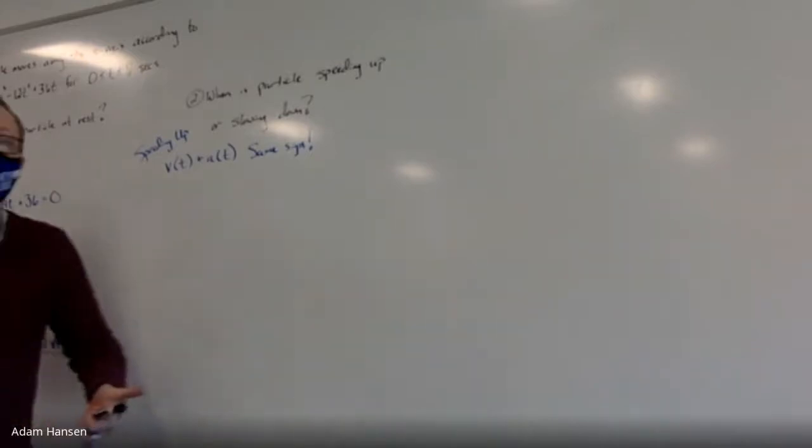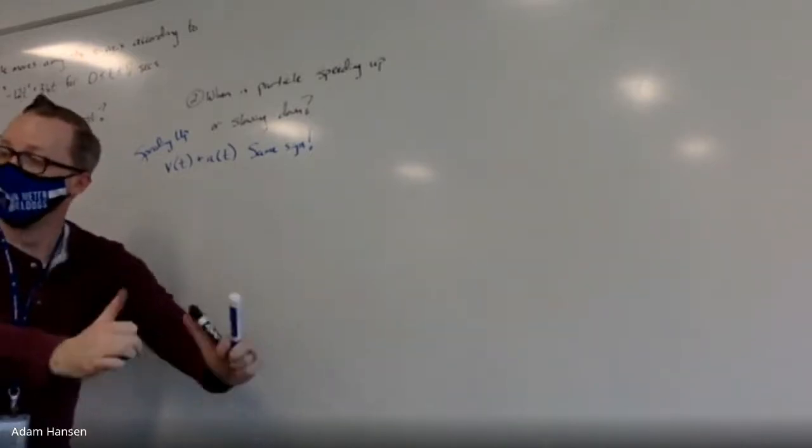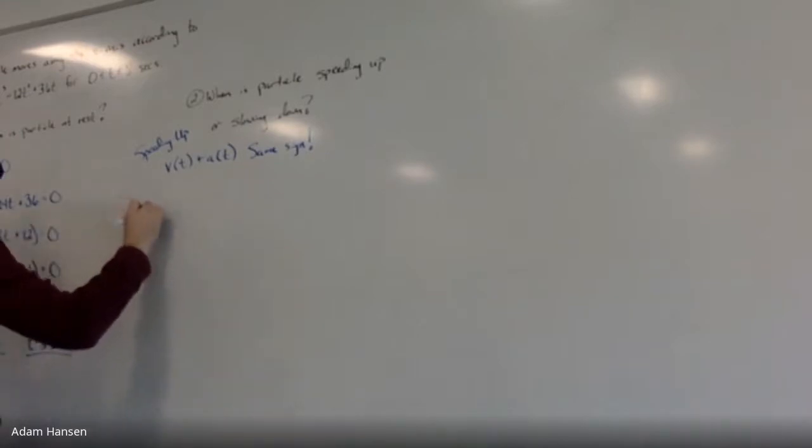If velocity and acceleration are both the same sign, either both positive or both negative, it's gaining speed as it moves away from the origin, or gaining speed as it moves back towards the origin if velocity and acceleration are both negative. If they are opposite in signs, it's slowing down.